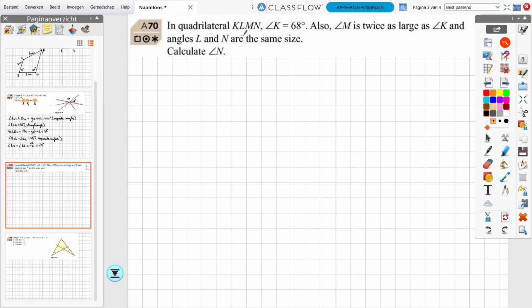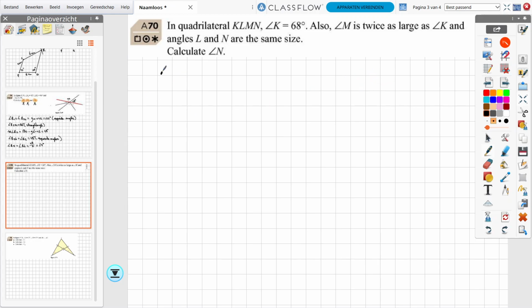Exercise 70. In quadrilateral KLMN, angle K is 68 degrees. Also, angle M is twice as large as angle K, and angles L and N are the same size. Please calculate angle N.